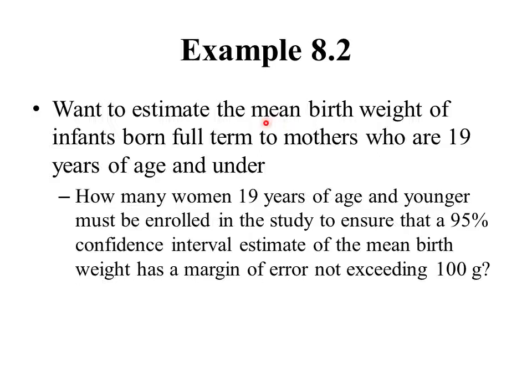We want to estimate the population mean birth weight, and our population here is all mothers who are age 19 years and under. So the question is really, how many women age 19 years and younger must be enrolled in the study to ensure that a 95% confidence interval estimate of the mean birth weight has a margin of error not exceeding 100 grams. So we're going to enroll these women. We're going to collect some data, calculate sample statistics, and then use those to calculate a confidence interval estimate of mu, the mean birth weight. We want a 95% confidence level, and we want a margin of error no bigger than 100.